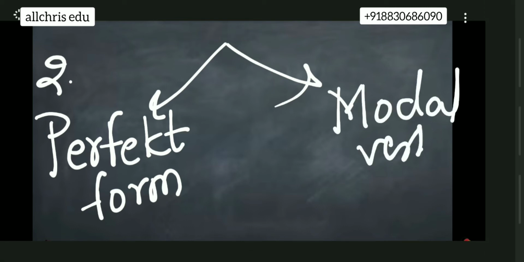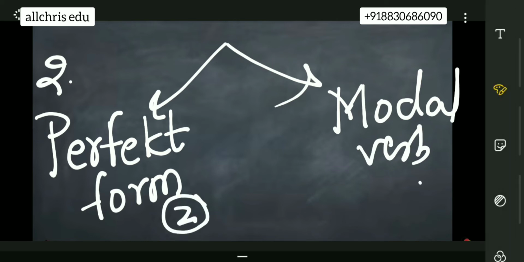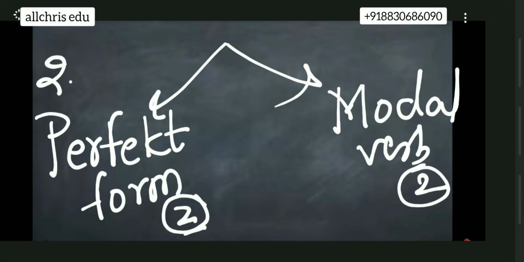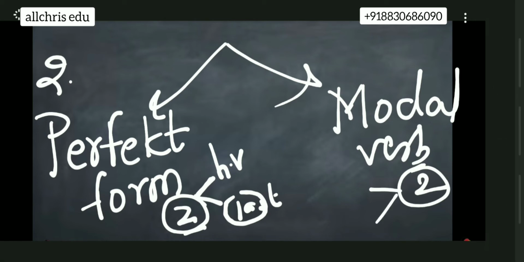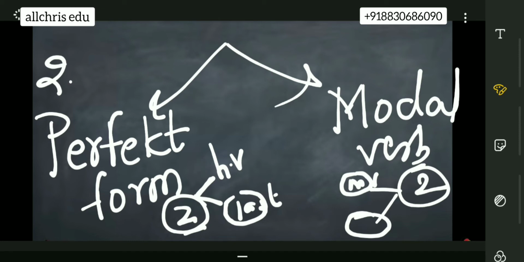In these two cases, children, there are two forms of verbs. In the perfect form, we have a helping verb in the second place, and the perfect form of the verb, the participle, at the last. And in modal verben kind of sentences, we normally have two kinds of verbs. In the first place, we have the modal verb in the second position, and the second verb is any general verb. I'll show you with the example so that you will understand much better.